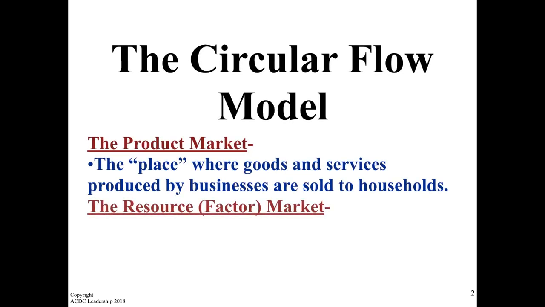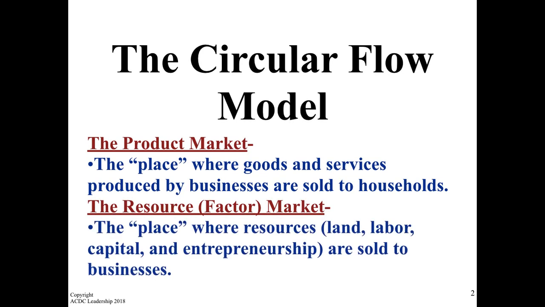So the circular flow model takes place between a product market and a resource market. So you're going to have to take notes on this slide. A product market is the place where goods and services produced by businesses are sold to households. So for most of you, a mall is the most frequent product market that you can think of. You go to the Apple Store, which is a place where the good of Apple iPhones and Mac computers and iTVs and iPods and whatever are bought by households.